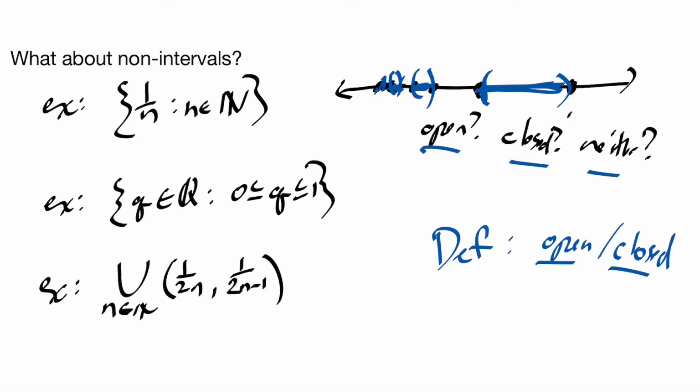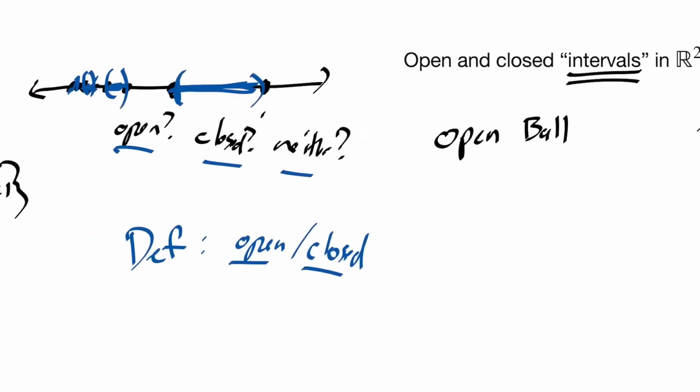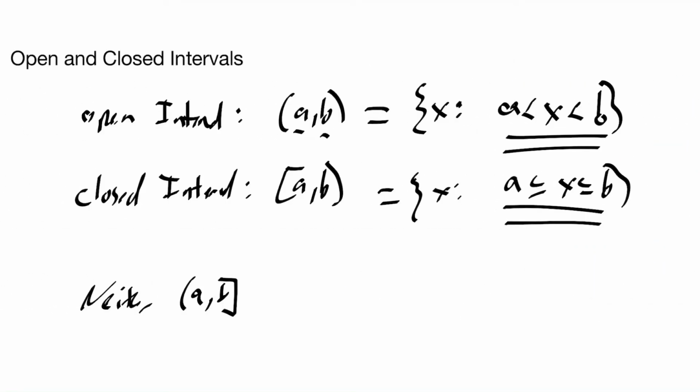All right, so I want us to tackle this question of what does it mean to be open and closed. And once we tackle this question, then I want to ask ourselves what it means when we talk about these things in R2. It turns out there's a really nice corollary of intervals in R2, and really any Rn, and what we call an open interval is similar to what we call an open ball.